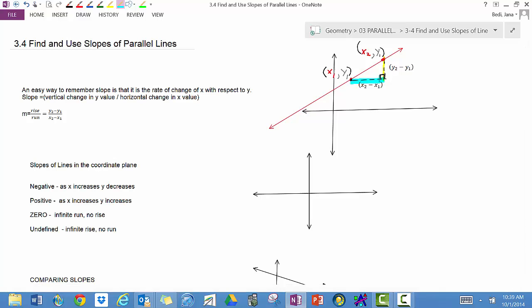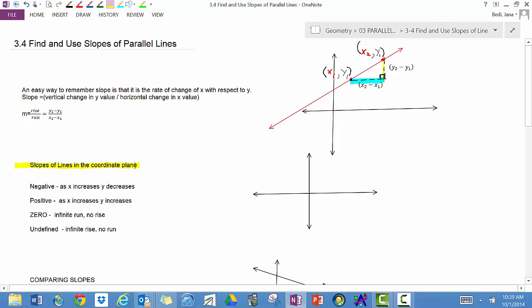It's the rate of change of y with respect to x, or we could say it's vertical change over horizontal change, and many of you are already used to hearing it as rise over run. So slopes of lines in the coordinate plane, let's look at that.